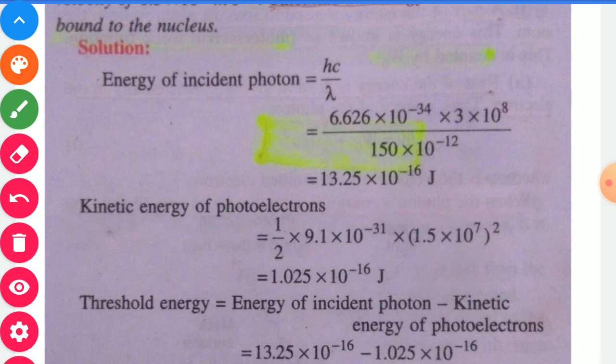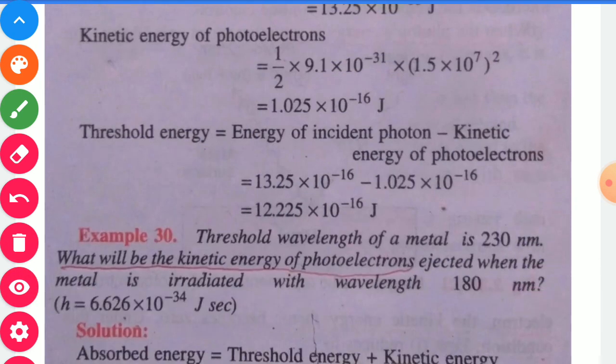Therefore, threshold energy, we may say this one as the work function, is equal to energy of incident photon, means energy of incident light minus kinetic energy of the photoelectron. So both the things we calculated. Energy of incident light 13.25 into 10 to the power minus 16, this you calculated, minus kinetic energy of the photoelectron, this is also calculated 1.025 into 10 to the power minus 16. So on solving, it will be equal to 12.225 into 10 to the power minus 16 joule.